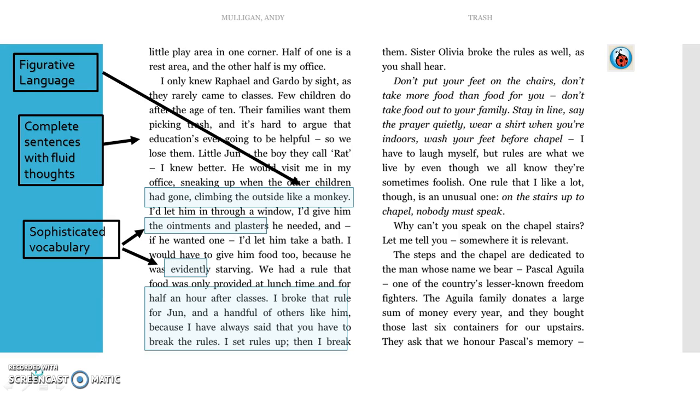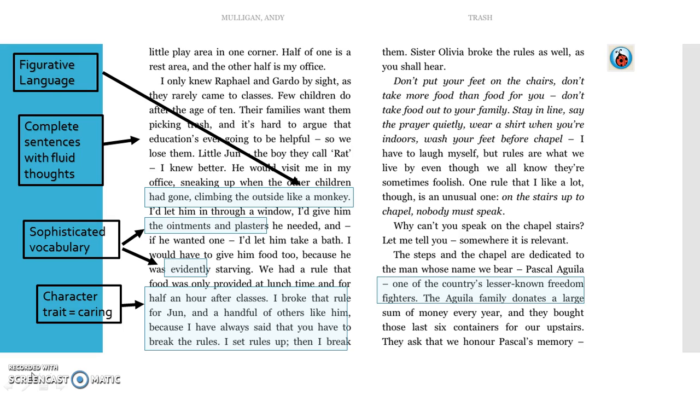Down at the bottom, it says, I broke that rule for June and a handful of others like him, because I've always said that you have to break the rules. I set rules up, then I break them. Okay, he's referring here to providing lunch for June sometimes after class and giving him the ability to take showers and things, reflecting that character trait of caring. Okay, he is caring for the boys, kind of very father-like.